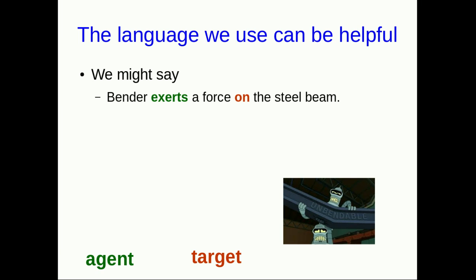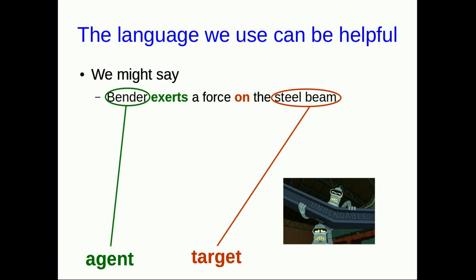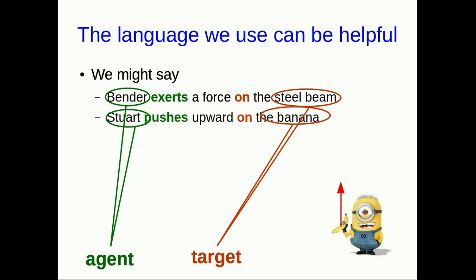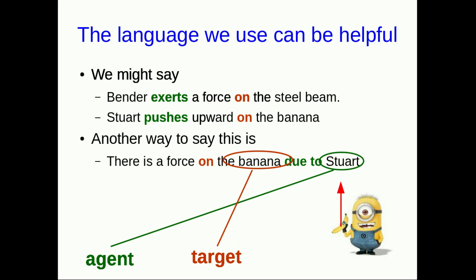There are a lot of cues that you can get from the way forces are described. If we say Bender exerts a force on the steel beam, Bender is the one exerting the force. He's the agent. The force is on the steel beam, the target. Similarly, if we say Stuart pushes upward on the banana, Stuart is pushing. He's the agent. The force is acting on the banana. It's the target. But we could turn this around and say there's a force on the banana due to Stuart. So now the force is on the banana. It's the target. Stuart is responsible for it. He's the agent.